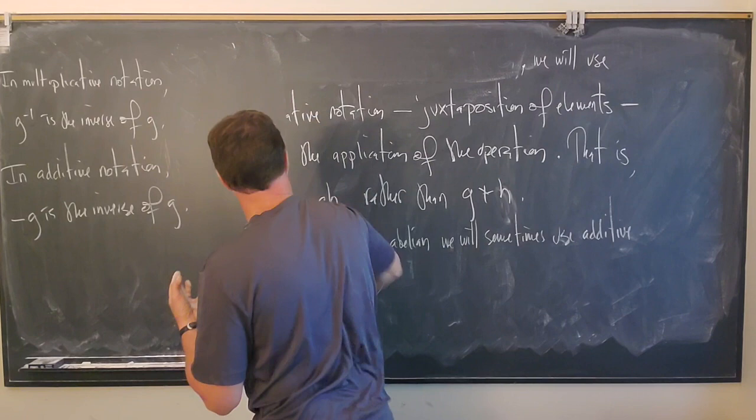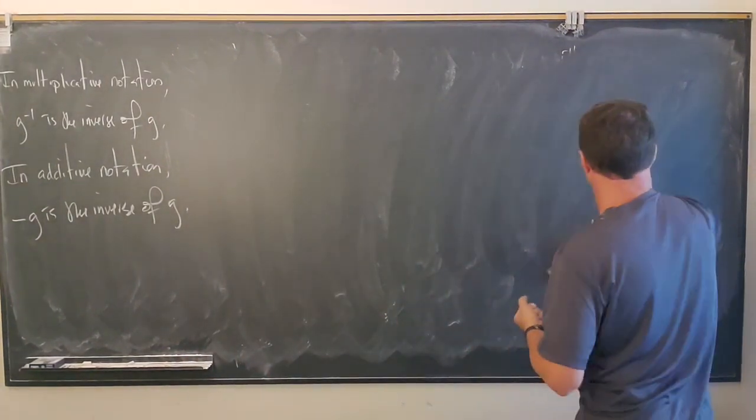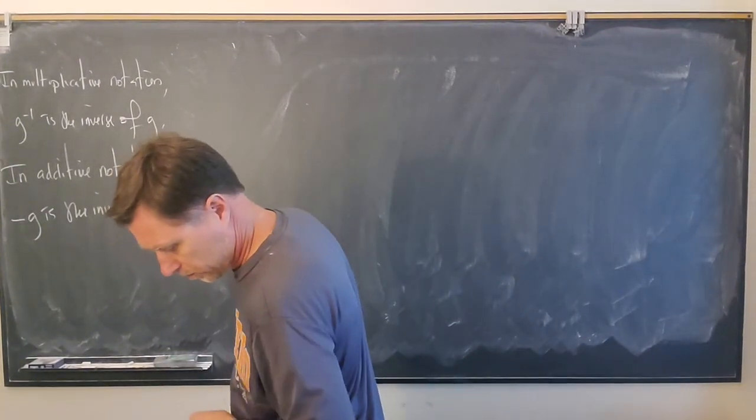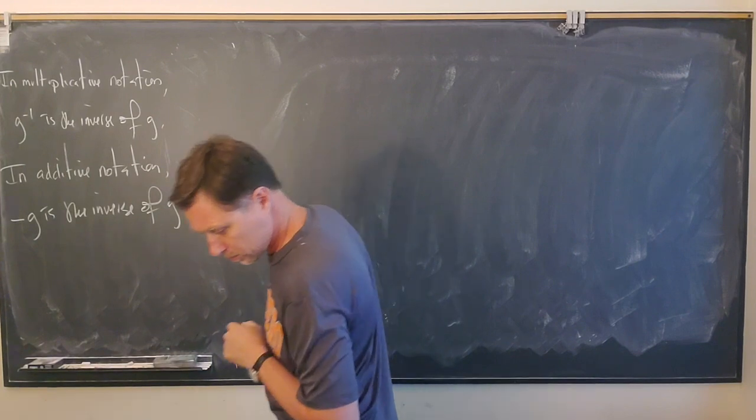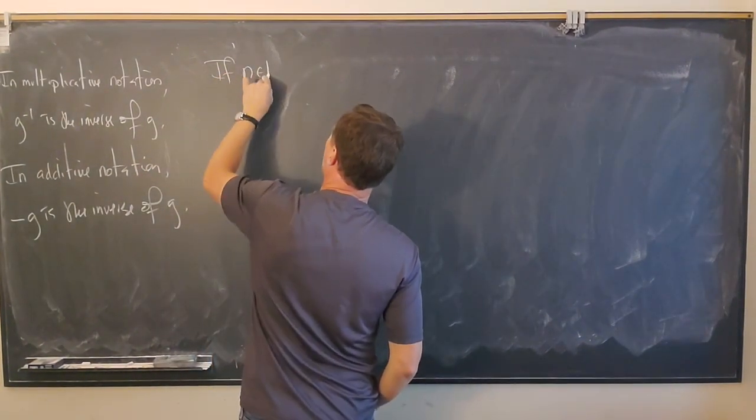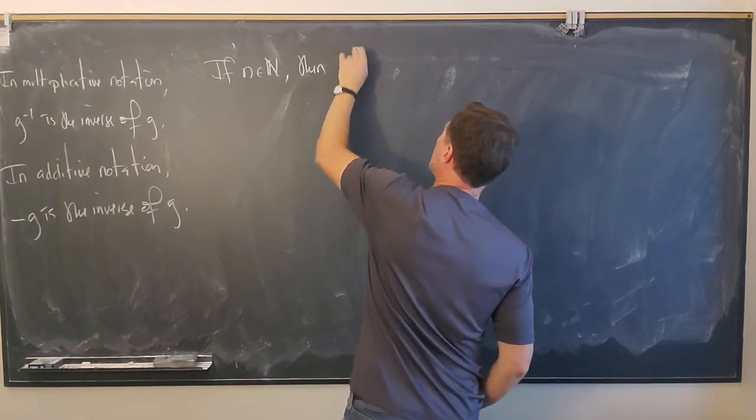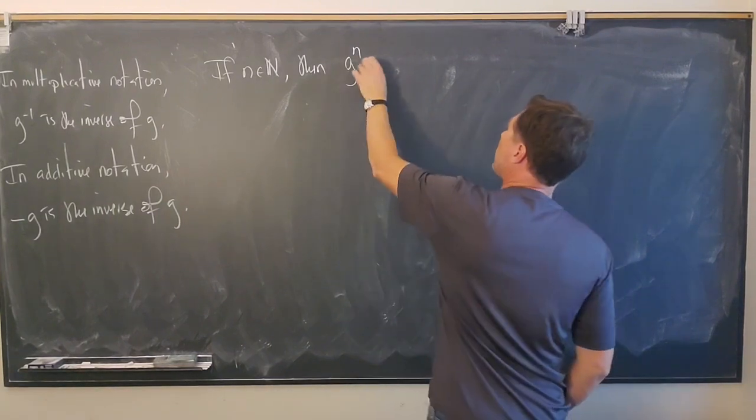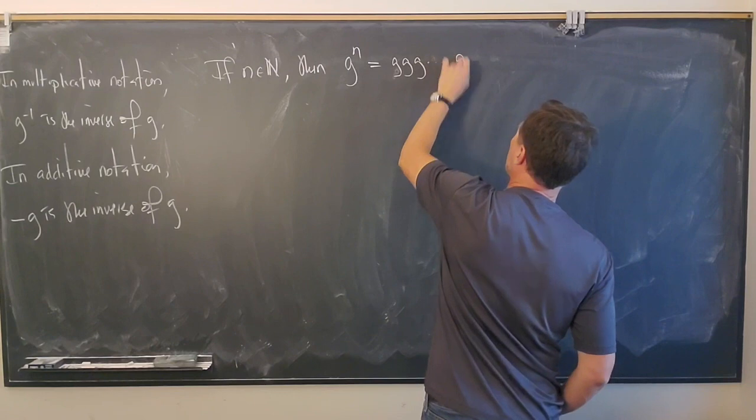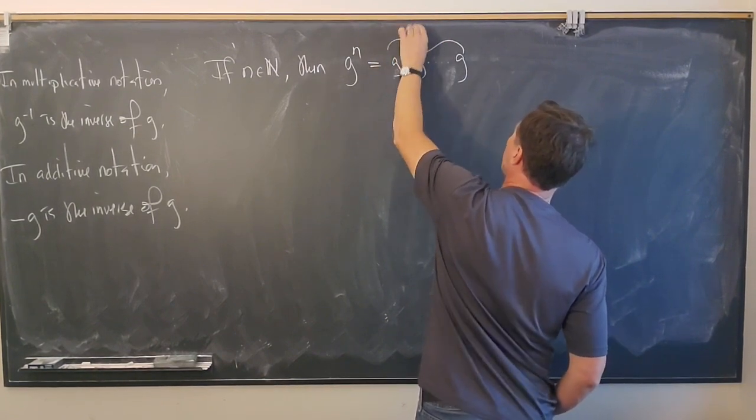So really continuing on in our notation now. If we have a natural number n, then g raised to the nth power will mean exactly what you think it means: g, g, g, dot, dot, dot, g, n factors here.